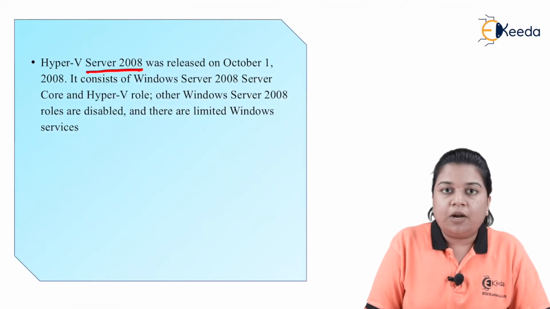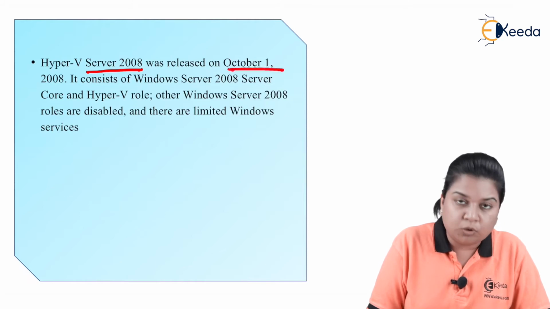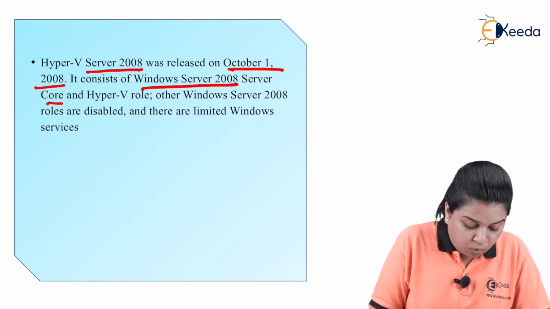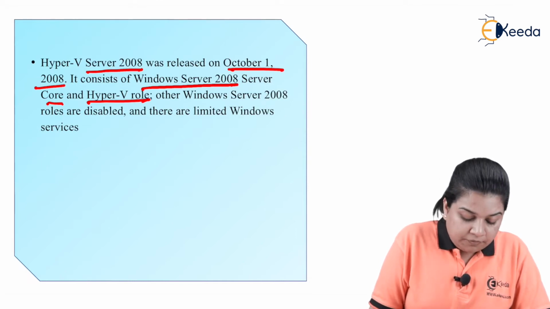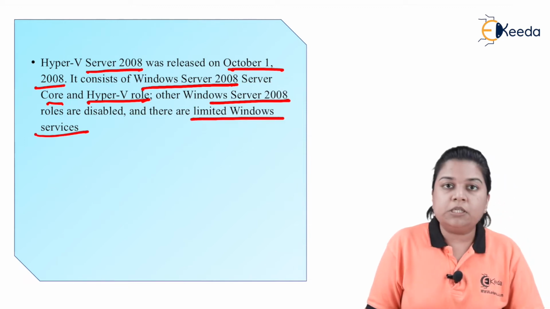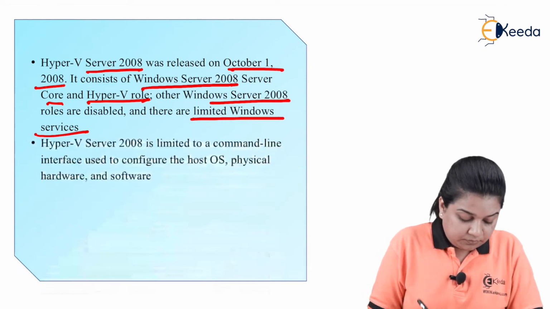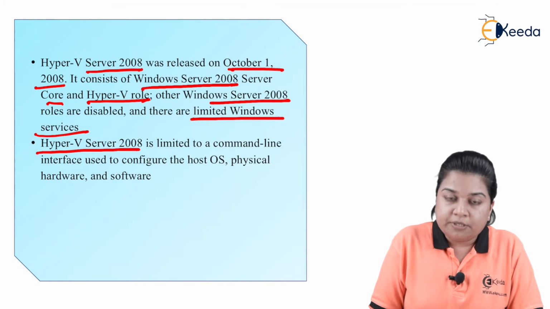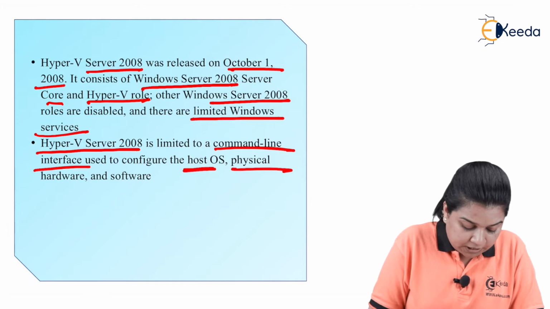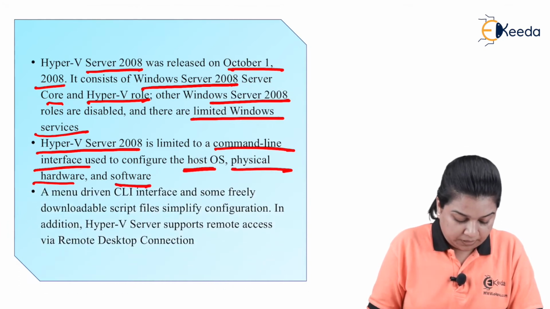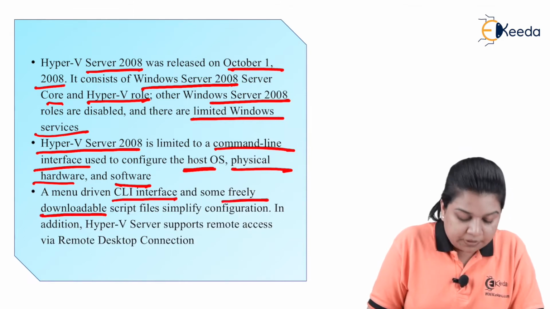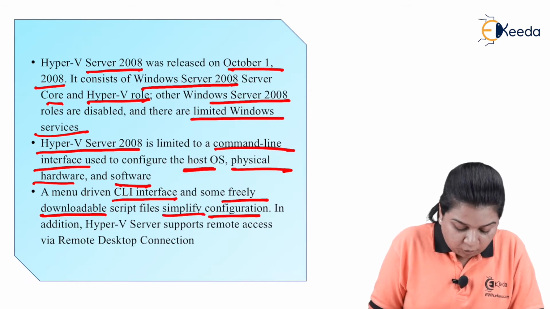Hyper-V Server 2008 was released on October 1, 2008. It consists of the Windows Server 2008 Server Core and the Hyper-V role. Other Windows Server 2008 roles are disabled and there are limited Windows services existing there. Hyper-V Server 2008 is limited to a command line interface used to configure the host operating system, physical hardware and software. A menu-driven CLI interface and some freely downloadable script files simplify configuration.